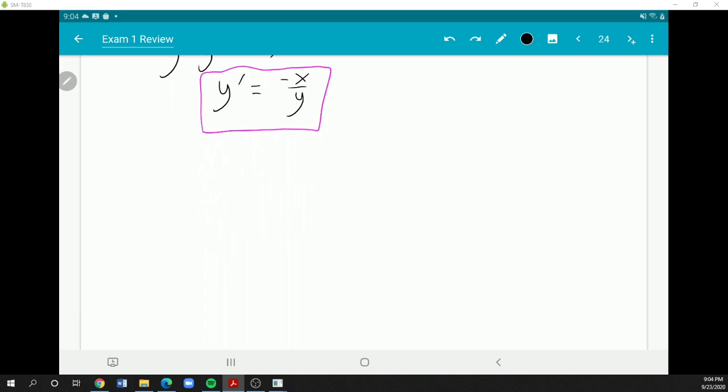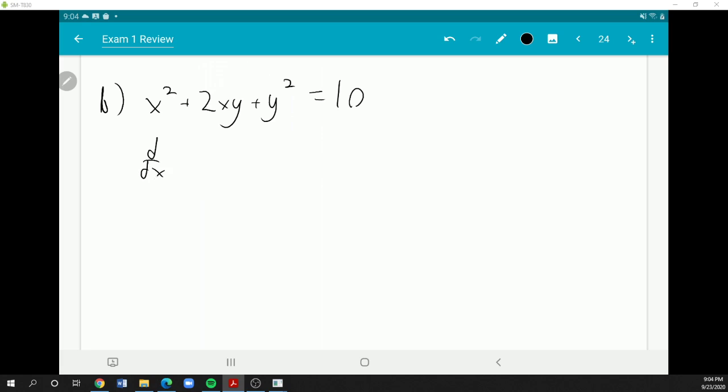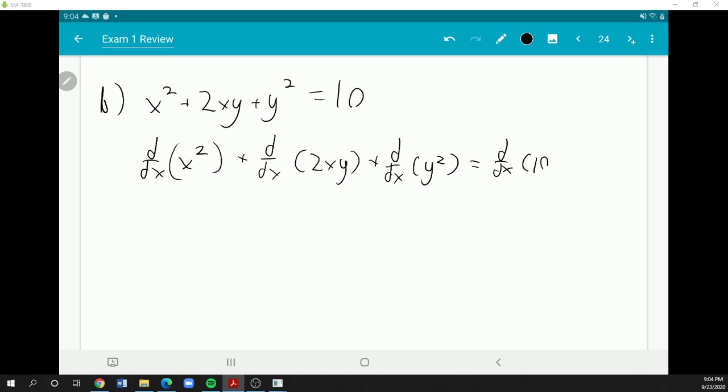B, the story changes a little bit. You have x squared plus 2xy plus y squared is equal to 10. So take a derivative of both sides. So here I'm using the sum rule that I can take the derivative of each piece individually. Equals d dx of 10. So the right side becomes 0. This becomes 2x.